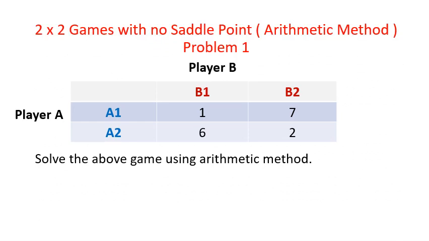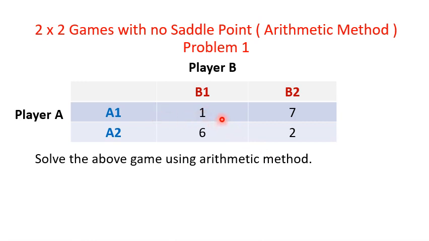Let us take a problem now. In this particular problem, player A has 2 strategies A1 and A2. Player B has 2 strategies B1 and B2. So it's a 2 into 2 matrix, a 2 into 2 problem. The payoff matrix is given, with payoff values 1, 7, 6, 2. Solve the above game using the arithmetic method.